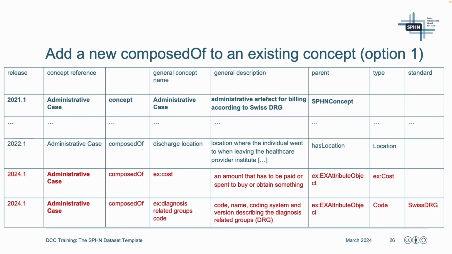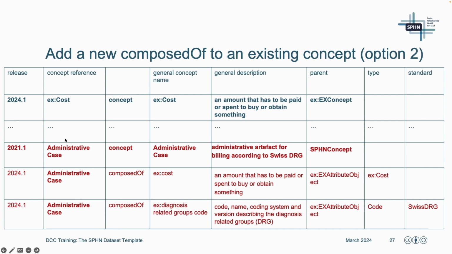So we do have the two examples here. In option 1, you basically have the concept defined in SPHN, and below all the composed ofs from SPHN, you can simply add the lines that are needed and fill the table accordingly. Or with option 2, this is the last concept we have in the project space, for instance, where we created the cost example and then we want to refer the cost to the administrative case. So we copied the line from SPHN of the administrative case and then we add the project-specific composed ofs.